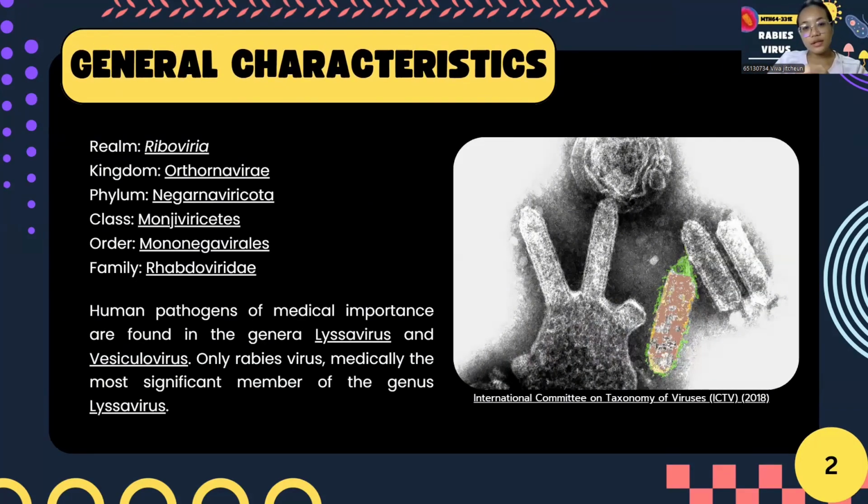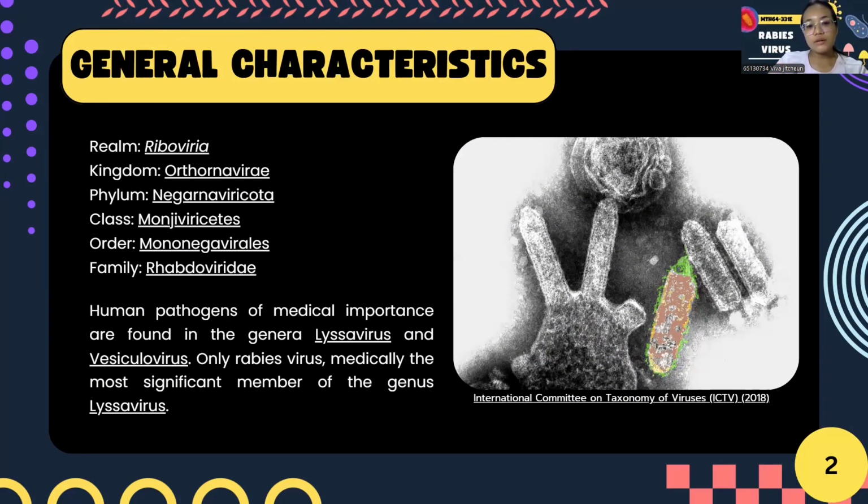And the next one here is the scientific name. The realm is Riboviria, the kingdom is Orthornavirae, the phylum is Negarnaviricota, the class is Monjiviricetes, the order is Mononegavirales, and the family is Rhabdoviridae.